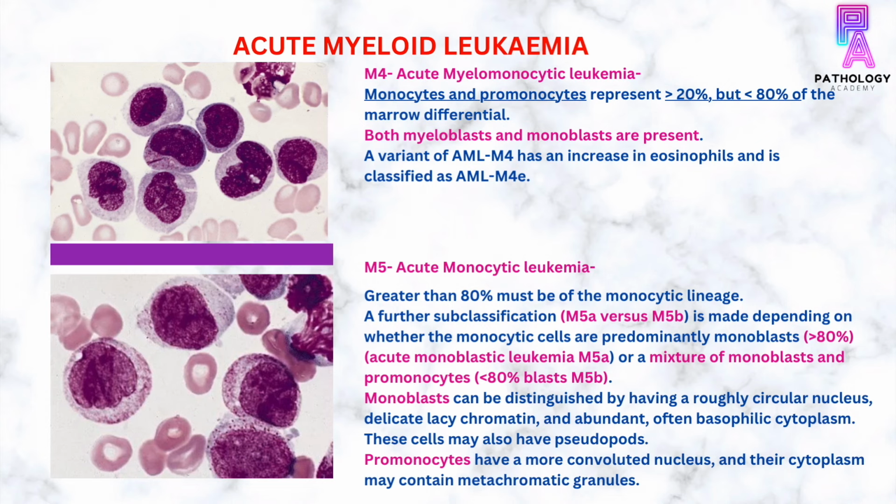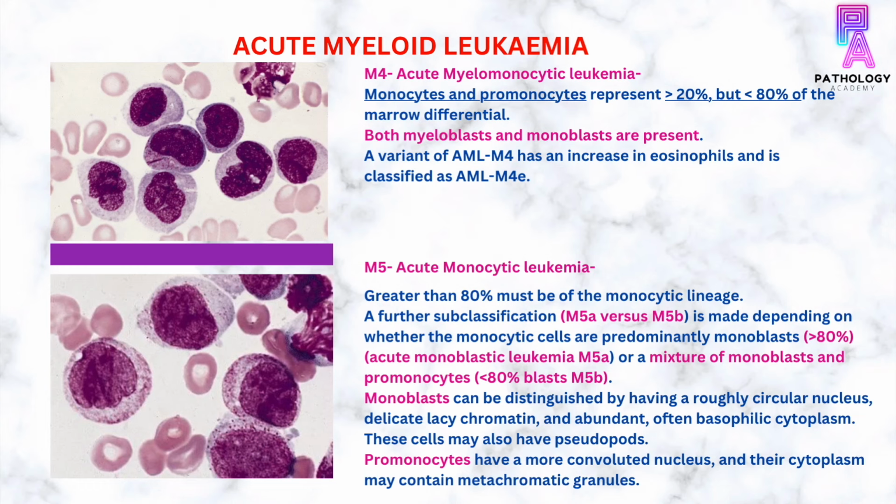Coming to M5 class. This is acute monocytic leukemia, in which there are more than 80% cells of monocytic lineage. It is of two types, M5A and M5B. In the M5A subclass, it is predominantly monoblasts, more than 80%. And in the M5B subclass, there is a mixture of monoblasts and promonocytes, but the blast percentage is less than 80%.